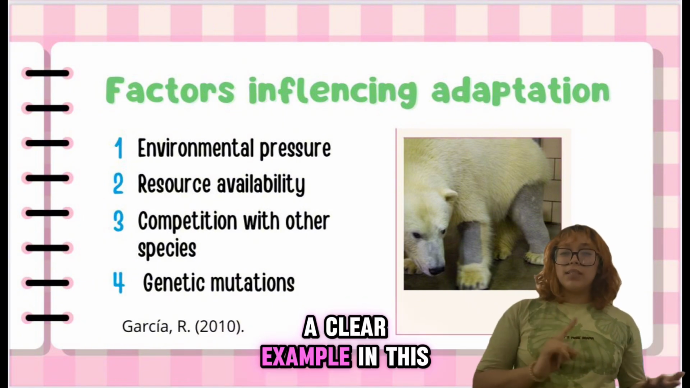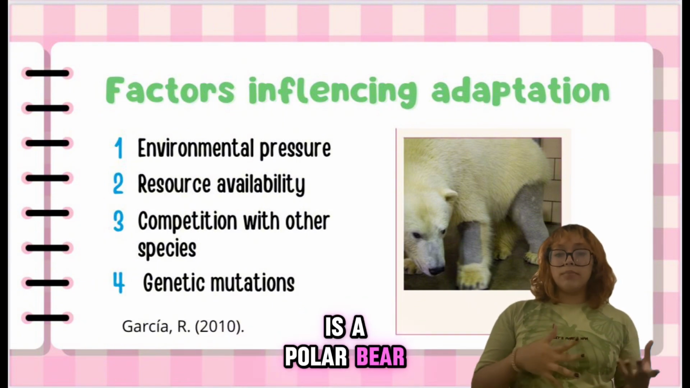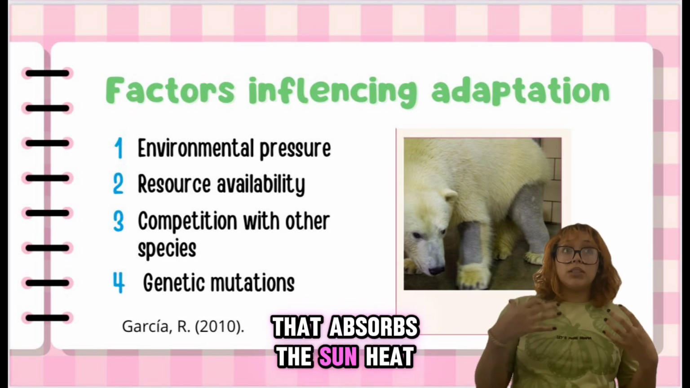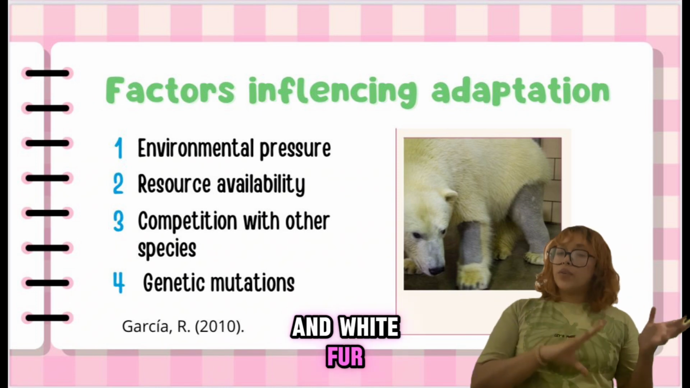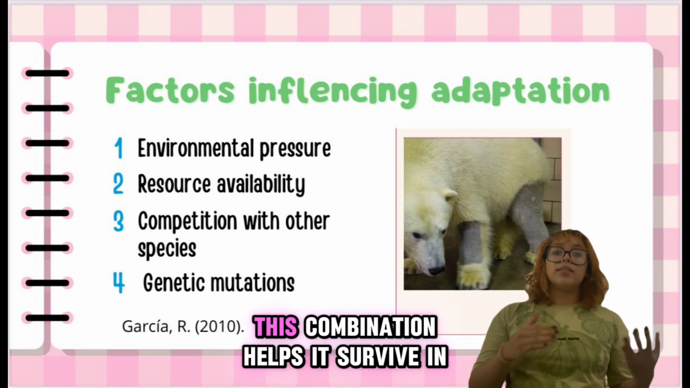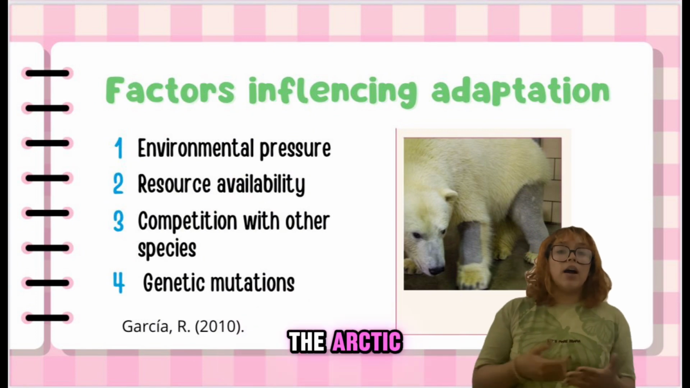A clear example of this is the polar bear. It has black skin that absorbs the sun's heat, and white fur that allows it to camouflage itself in the snow. This combination helps it survive in the Arctic.